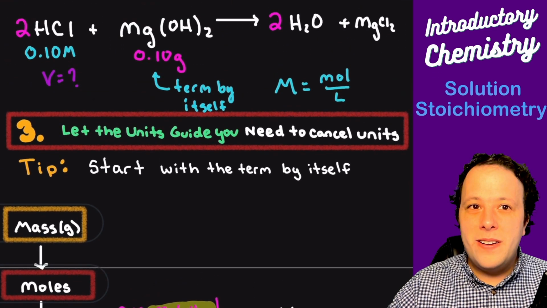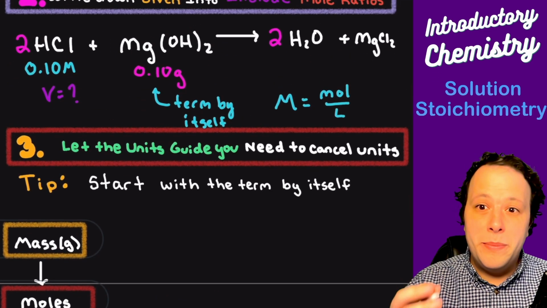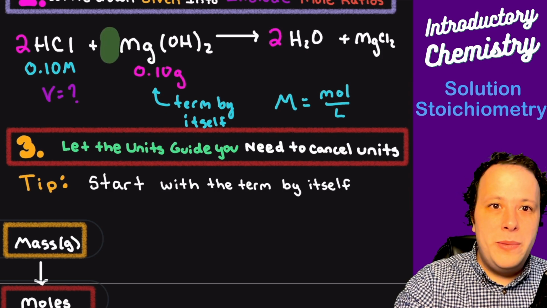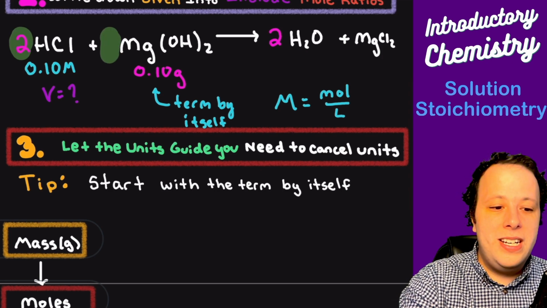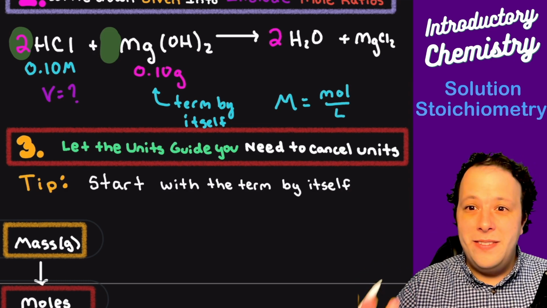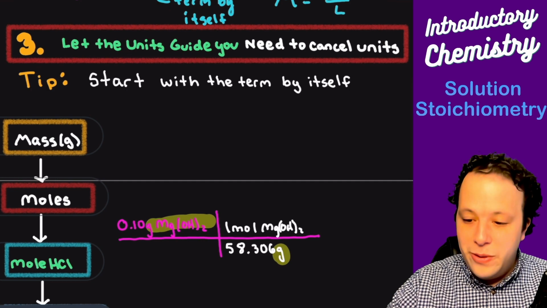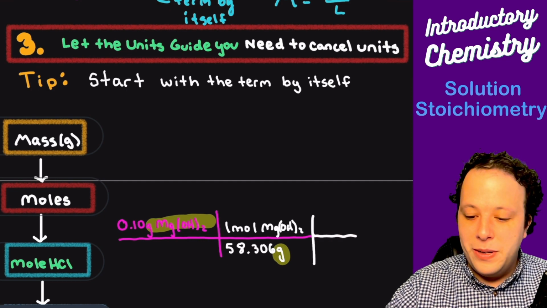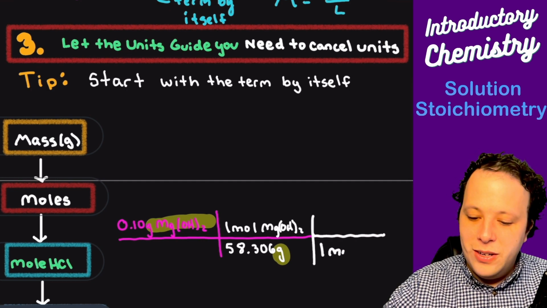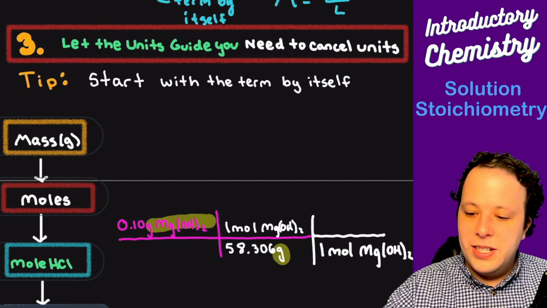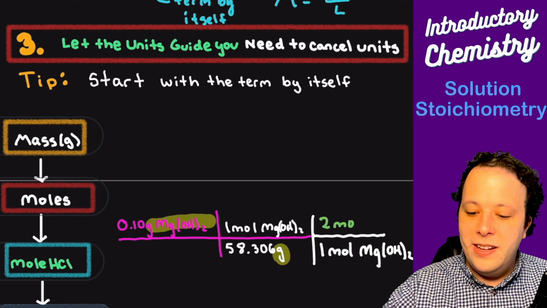Well, this is where that chemical equation is really important. As we can see here by reading it, we have 1 mole of magnesium hydroxide to every 2 moles of HCl. So what we're going to do is use that 1:2 ratio from the chemical equation. So 1 mole of Mg(OH)2 is equivalent to 2 moles of HCl.